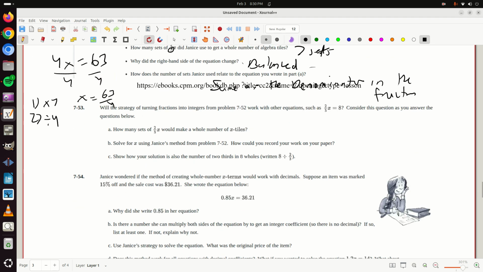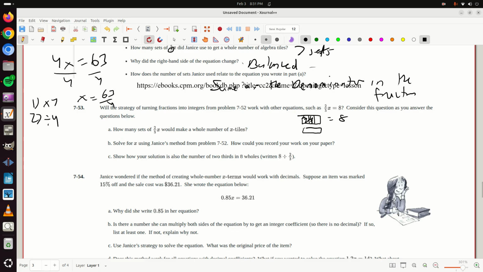So, will the strategy of turning fractions into integers from problem 7.5.2 work with other equations such as 2/3 x equals 8? I think hopefully we already know that it will. It says how many sets of 2/3 x would make a whole number of x tiles? Well, we'd multiply by 3, right? We would say, hey, look, we have 2/3 x equals 8.